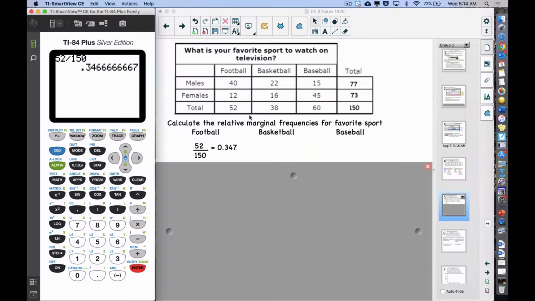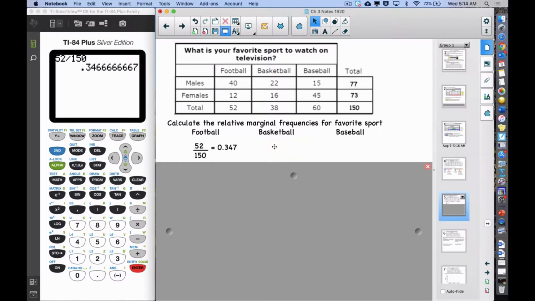And again, if I want the relative marginal frequency for basketball, I am looking at how many people total play basketball out of how many people total. I'm using totals in the margins for everything that I do. Baseball, same thing. There's 60 total play baseball out of 150 total. Oh, whoops, I can crunch those out.